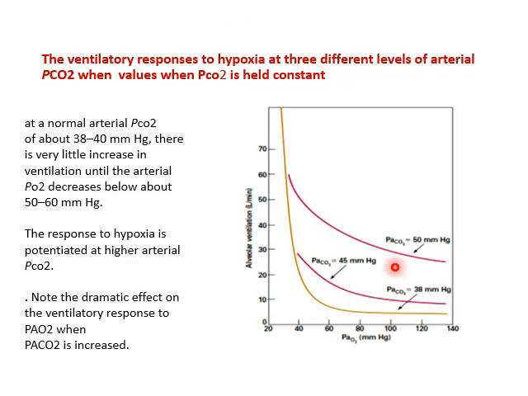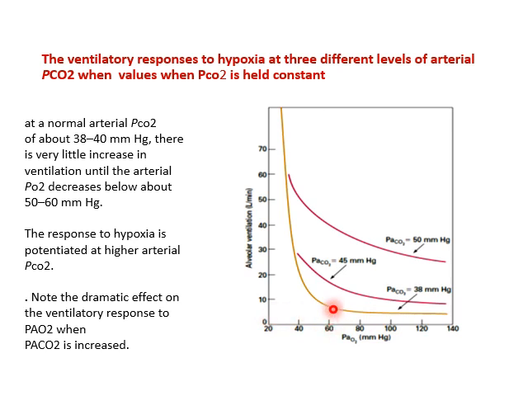The effect of hypoxia is potentiated when we have, at the same time, an elevation in carbon dioxide partial pressure in the arterial blood. So this is again the partial pressure of O2 in the arterial blood, and this is the alveolar ventilation in liters per minute. Say this is the normal here. As you can see, when our partial pressure of O2 in the blood is above 80, it's about 5 liters per minute.